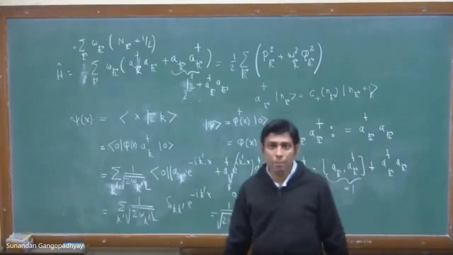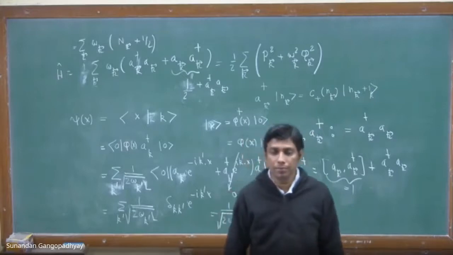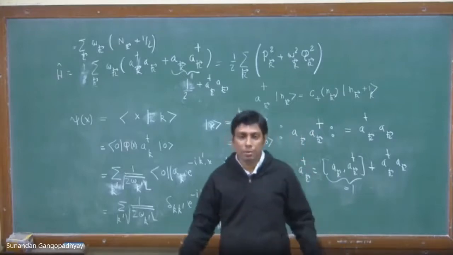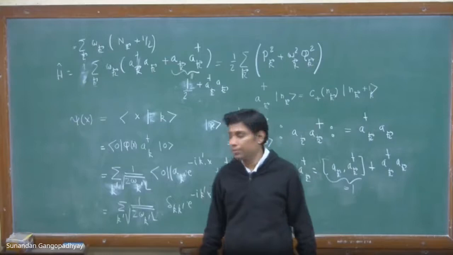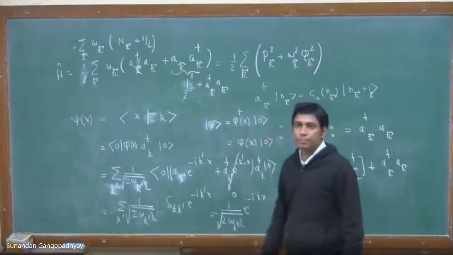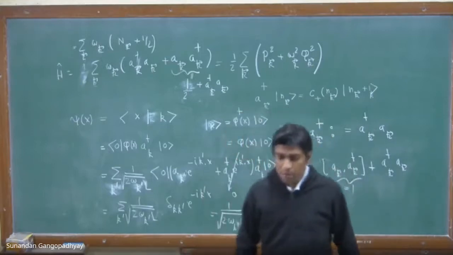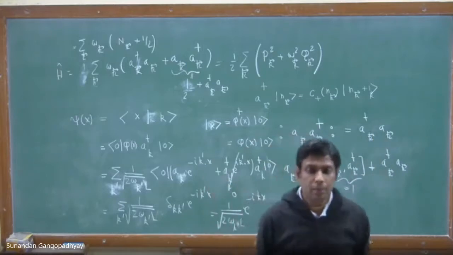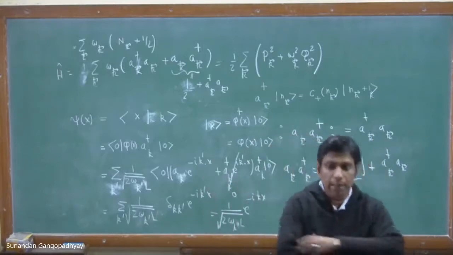You should get plane waves here because this is a free theory. You know that free particles can be represented by plane waves, and that is what you get over here. So is this okay? Is this point clear?